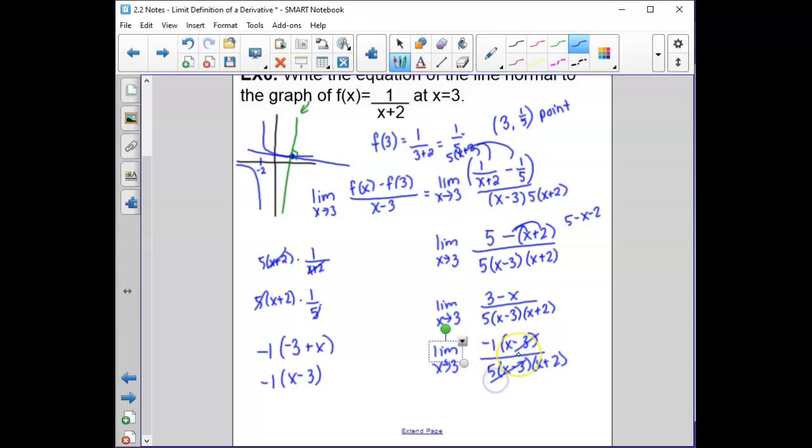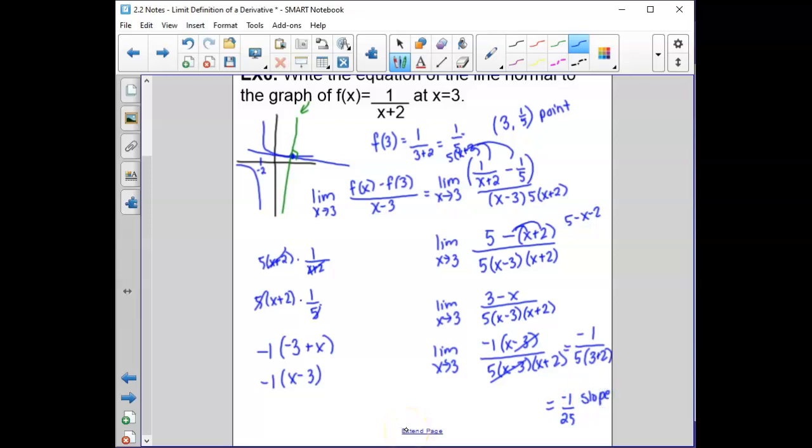And now my x minus 3's can cancel, and I can plug my 3 in. When I do that, I'm going to get -1 over 5 times 3 plus 2. And of course 3 plus 2 is going to give us 5. -1 over 5 times 5 is going to be -1 over 25. This here is my derivative. This is my slope at that point.